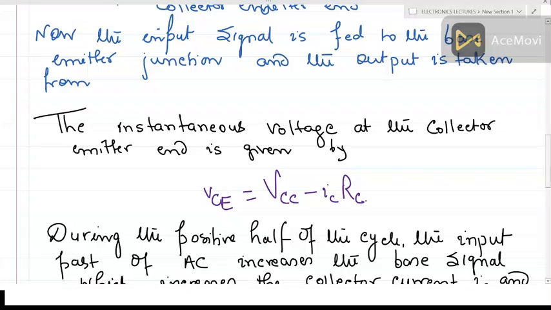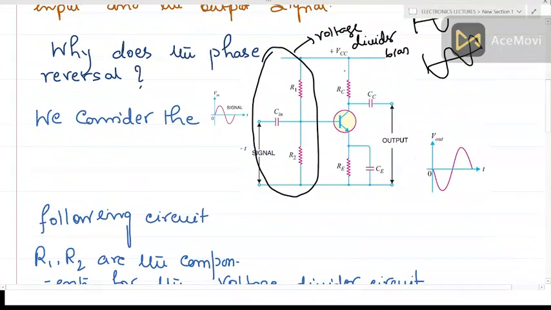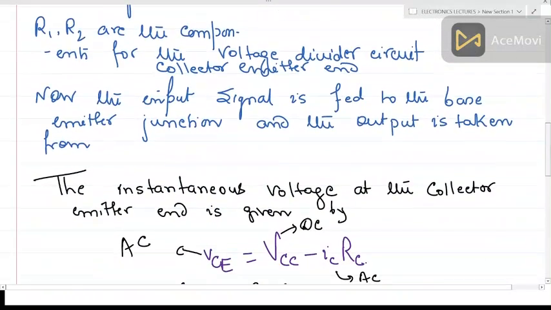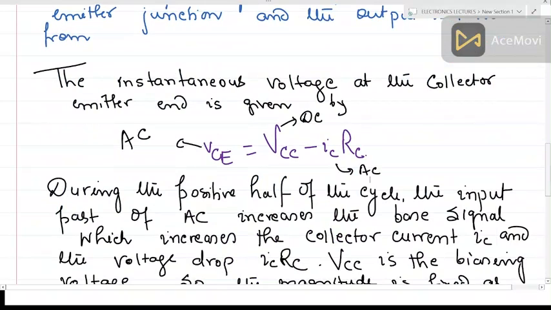Now the instantaneous voltage at the collector emitter end is given by this equation. Now let me remind you again that the small letters, the small designations, are for AC and the capital letters are for DC. This is AC. This is the collector VCC voltage that is used to bias the collector. This one is the VCC, which is reverse biasing the collector base junction. You have to remember this.